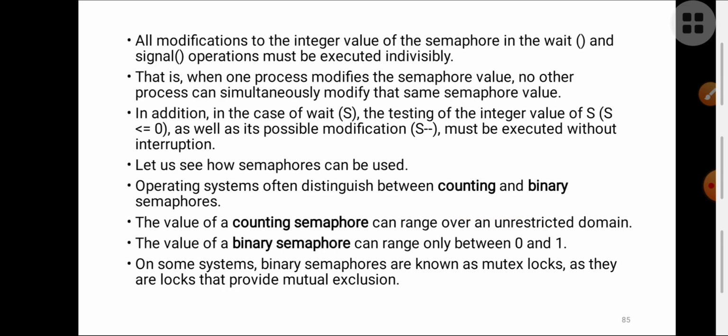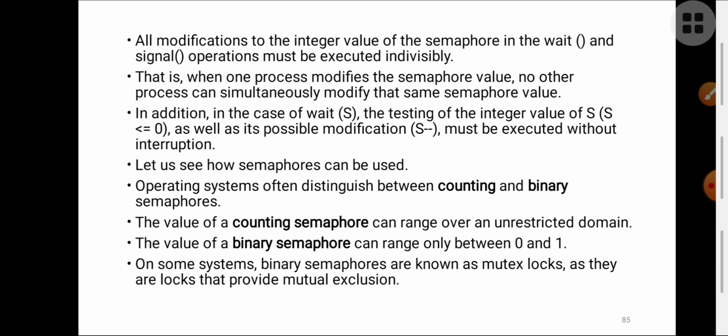All modifications to the integer value of a semaphore in the wait and signal operations must be executed indivisibly. That is, when one process modifies the semaphore value, no other process can simultaneously modify the same semaphore value. In addition, in the case of wait, the testing of the integer value of S, that is while S is less than or equal to 0, as well as its possible modification, that is S minus minus, must be executed without interruption. Let us see how semaphores can be used now.